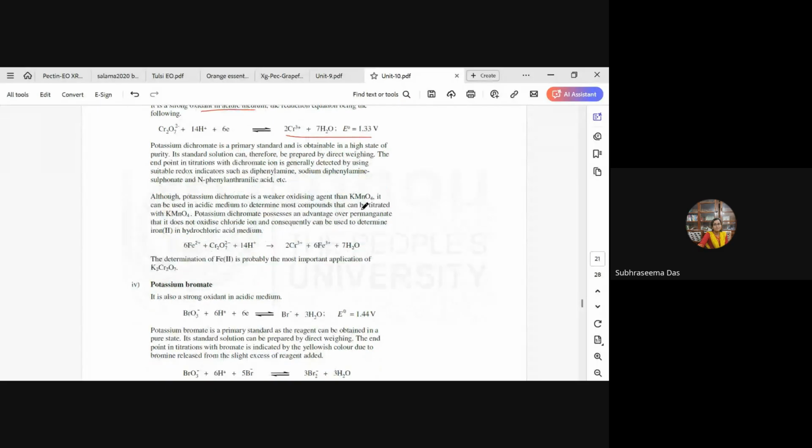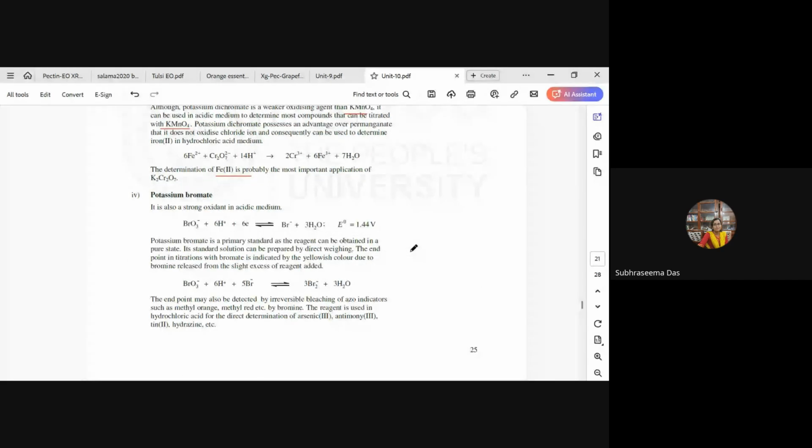Although potassium dichromate is a weaker oxidizing agent than KMnO4, it can be used in acidic medium to determine most compounds that can be titrated with KMnO4. So the determination of Fe2+ is the most important application of potassium dichromate.